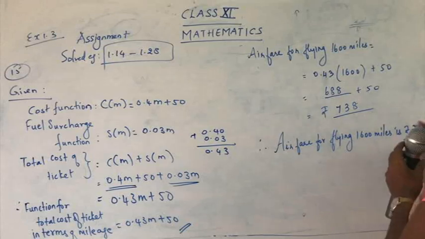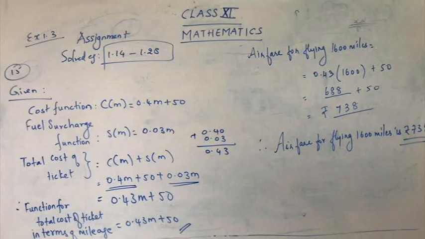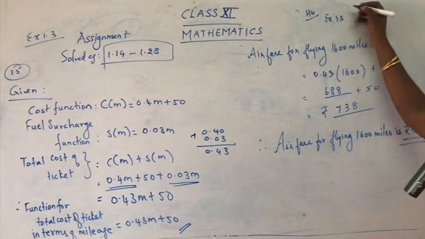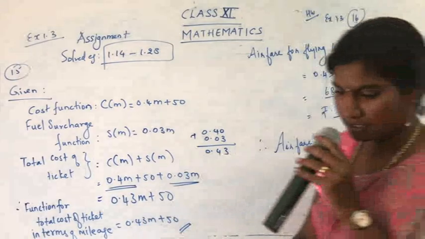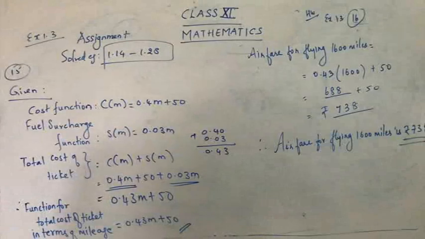So two parts were asked. One was to write the function in terms of mileage, that is for the total cost. So we got the function, and one is for finding the airfare for flying 1600 miles. So we have completed our sum number 15. I have given you the assignment questions. It's around 15 questions you get there. So go for the assignments. And your homework for today, just one sum, children, very easy work today. Homework is from exercise 1.3, sum number 16. Question number 16, you have to follow your sum number 15 and you are going to get your answers.